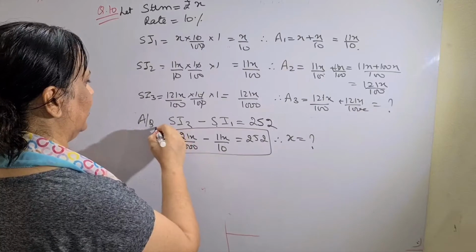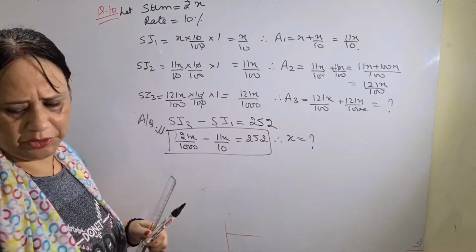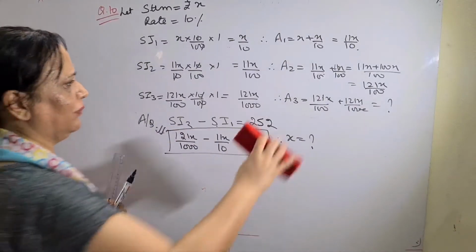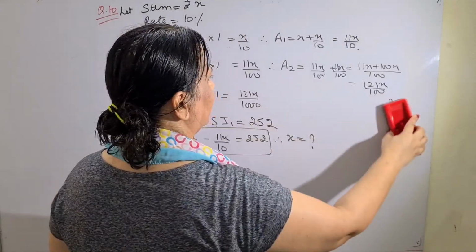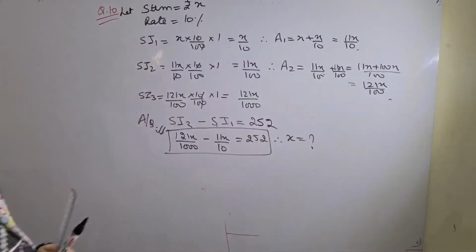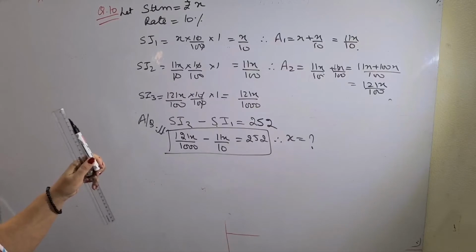Please understand the language. I don't need to find amount 3. Don't waste your time. You need till amount 2, so I have done till amount 2. I hope you have got it.